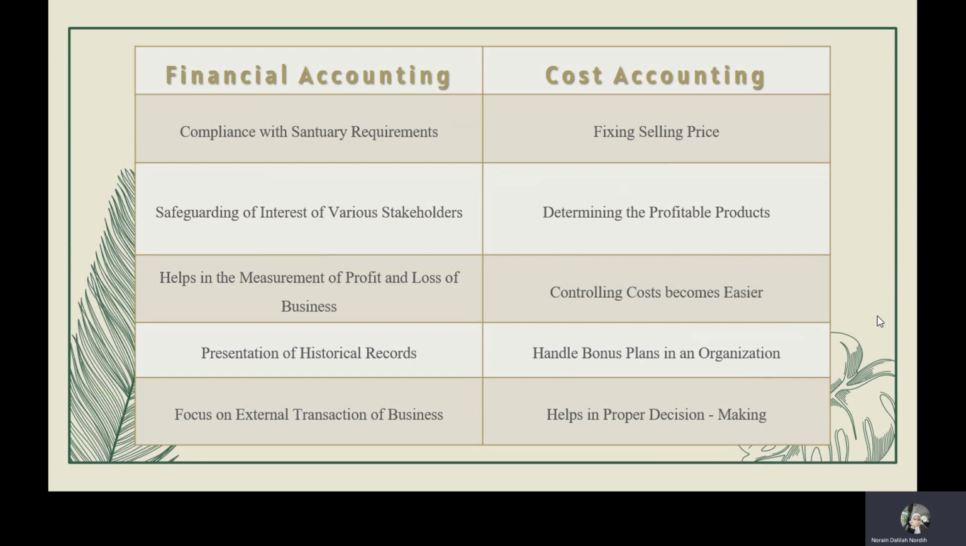And the fourth of FA is presentation of historical records. This presentation focuses on the historical records and not on forecasting the future, unlike other accounting such as cost accounting. And the last one for FA is focus on external transactions of business. Based on the transactions, the accounts are prepared to quantify the business costs incurred as expenses and the resultant profit or loss earned.